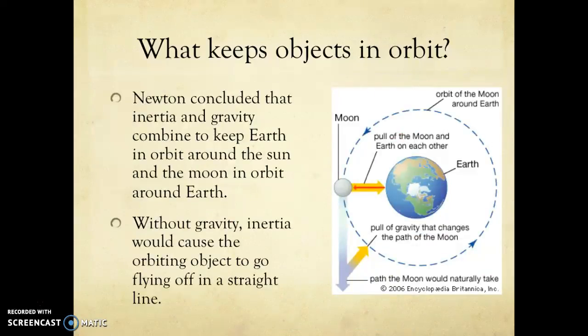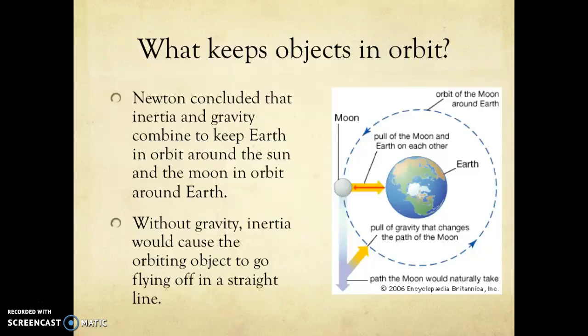Now, Newton concluded that inertia and gravity both work together to keep objects in orbit. So, for example, Earth in orbit around the Sun, or the Moon in orbit around the Earth.